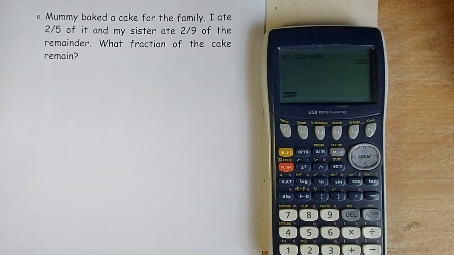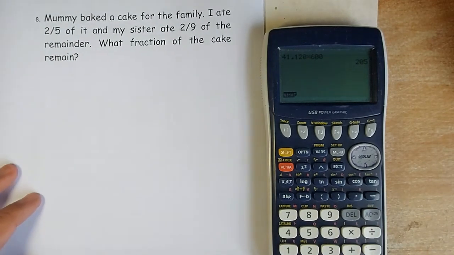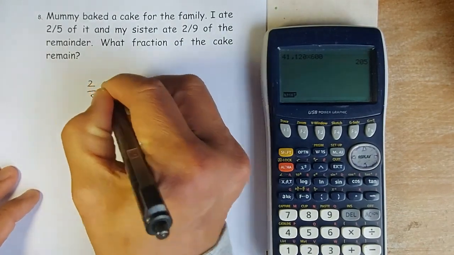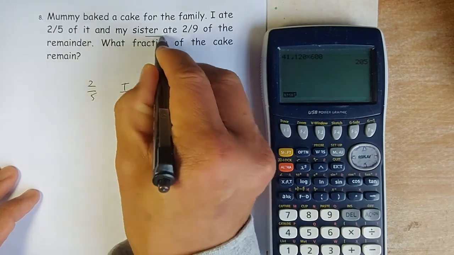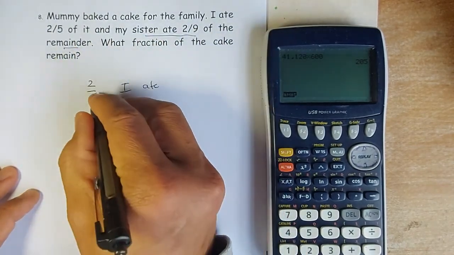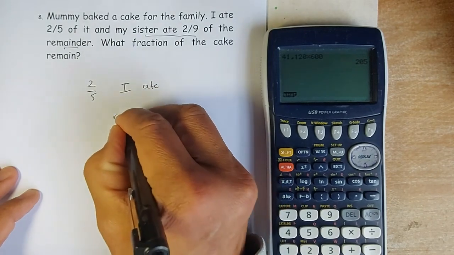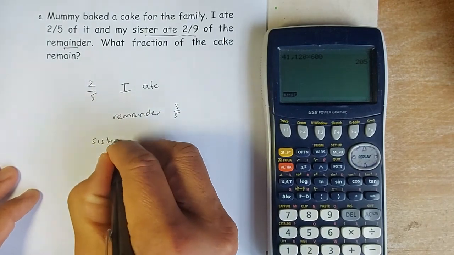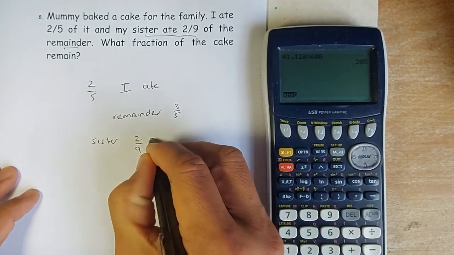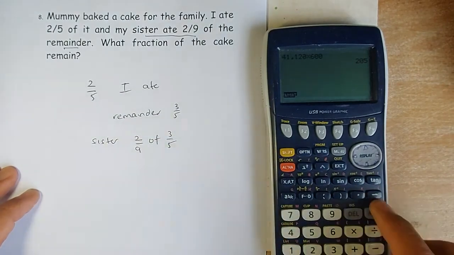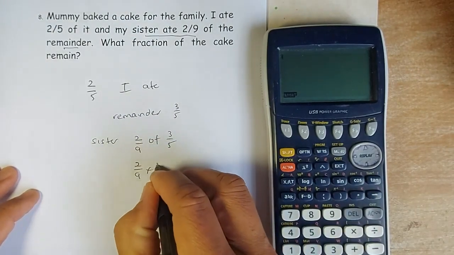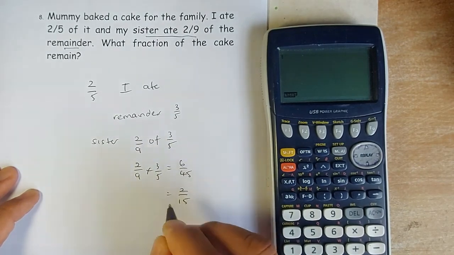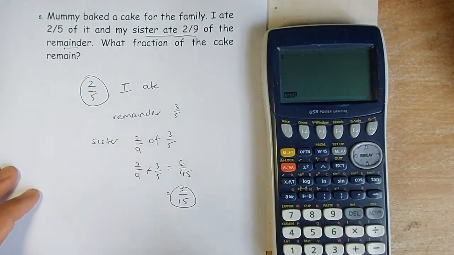The last one is a very common exam question. Mommy baked a cake, so the whole cake is 1 whole. I ate 2/5. My sister ate 2/9 of the remainder. If I ate 2/5, the remainder of the cake will be 3/5. So my sister is going to eat 2/9 of 3/5. 2/9 times 3/5 is going to be 6 over 45, or simplified, 2 over 15.